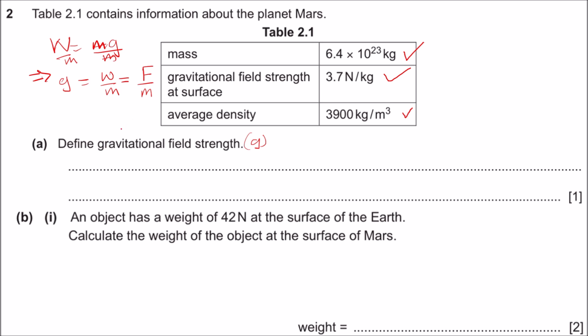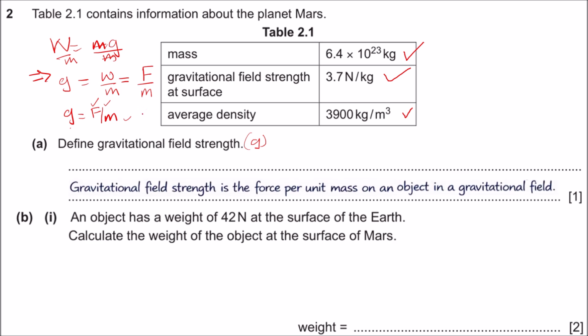Now to define gravitational field strength, we navigate from this mathematical formula, g is equal to force divided by mass, and we put this expression in words, which says gravitational field strength is the force per unit mass in a gravitational field. So the expected answer was: gravitational field strength is the force per unit mass on an object in a gravitational field. With this, you earn your mark.